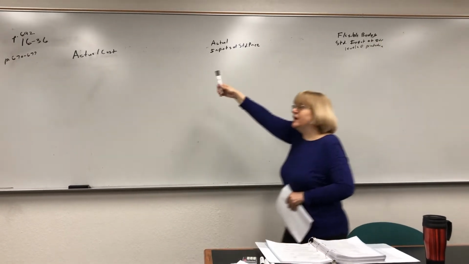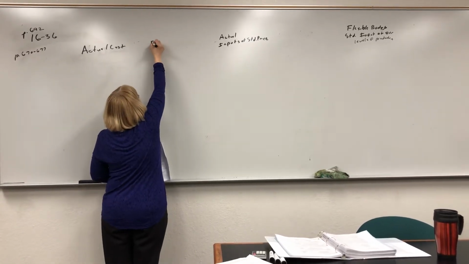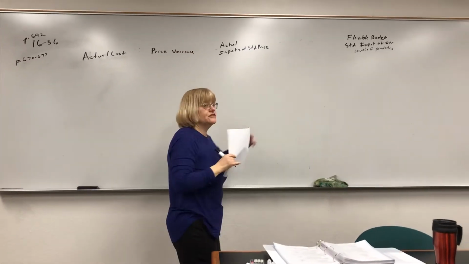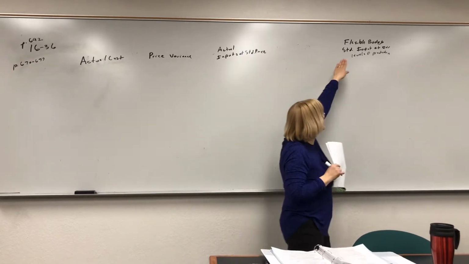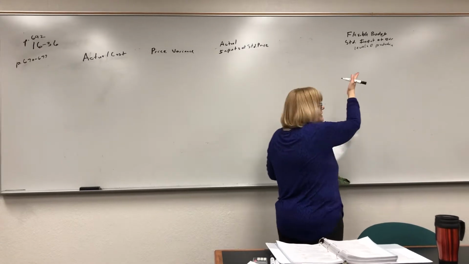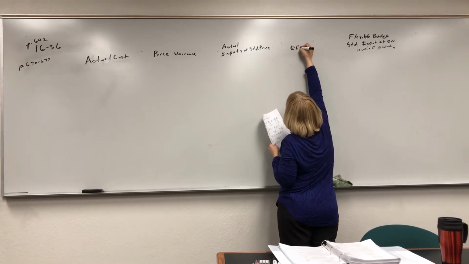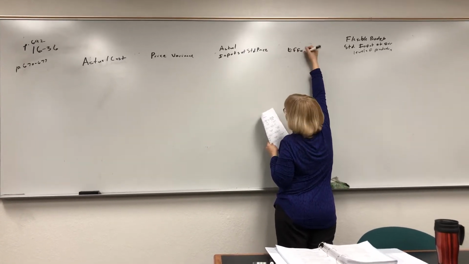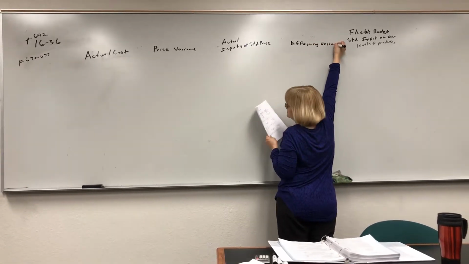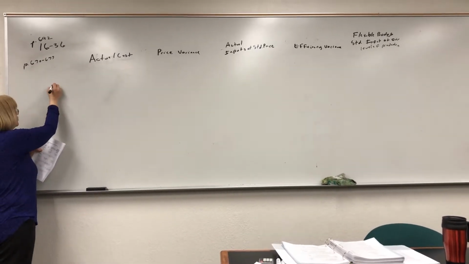And so the difference between our actual cost and our actual inputs at standard price, that's going to be our price variance. And the difference between our actual inputs at standard price and our standard input at our level of production, which is basically our standard quantity times our standard price, is going to be our efficiency variance. So, like I said, we're going to use this formula pretty much for all of those.